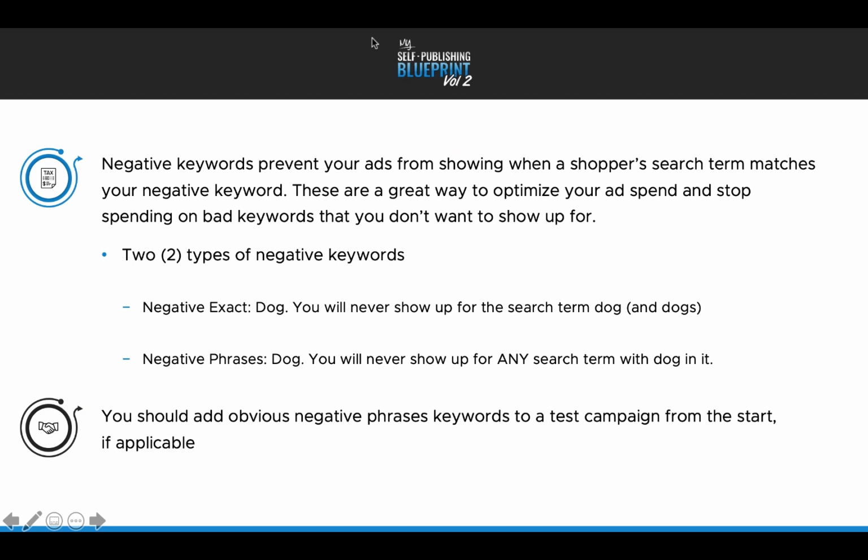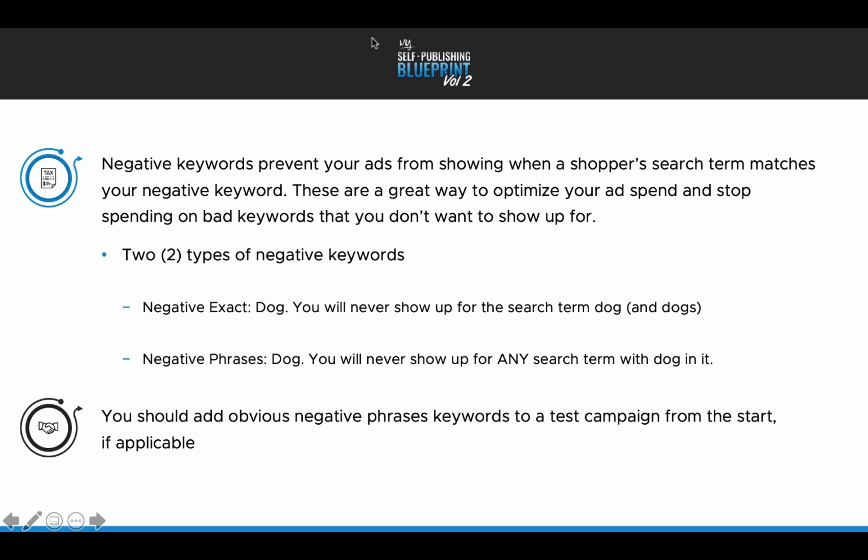Now, negative keywords prevent your ads from showing when a shopper's search term matches your negative keyword. Right? These are great ways to optimize your ad spend and stop spending on bad keywords you don't want to show up for. There's two types of negative keywords, exact and phrase. Negative exact dog, for example, you will never show up for the search term dog or dogs. That'd be an exact negative keyword. A negative phrase keyword, dog, you'll never show up for any search term with the word dog in it.